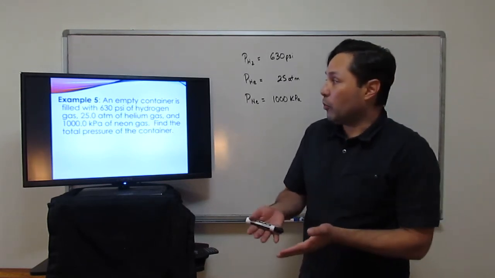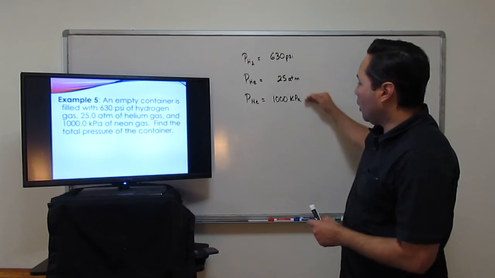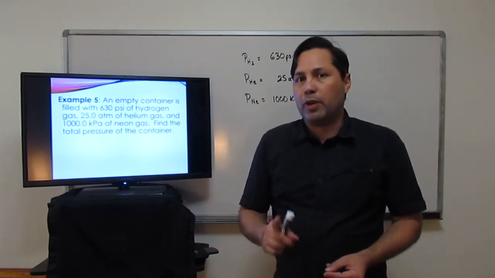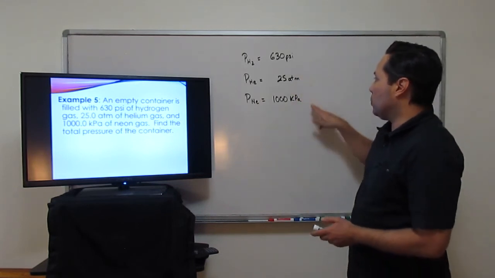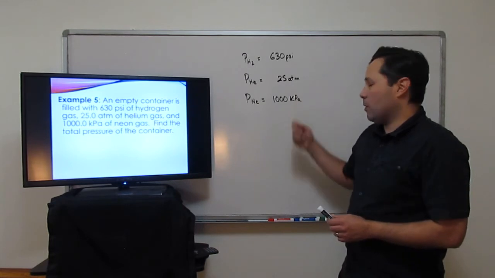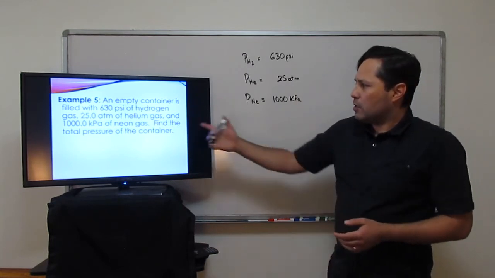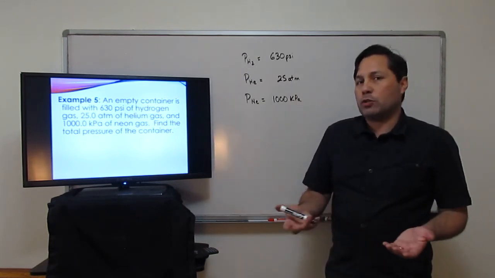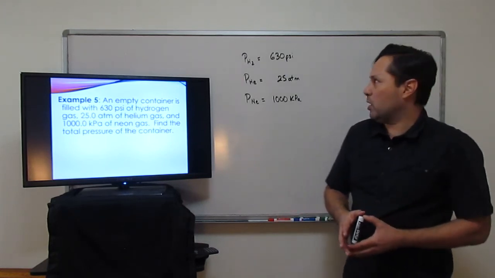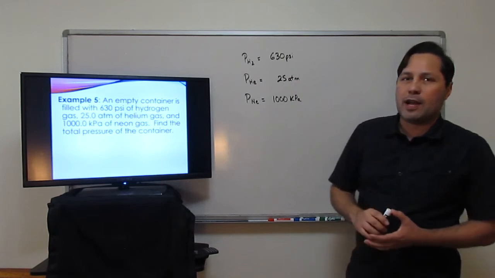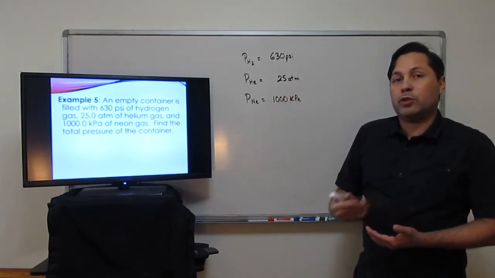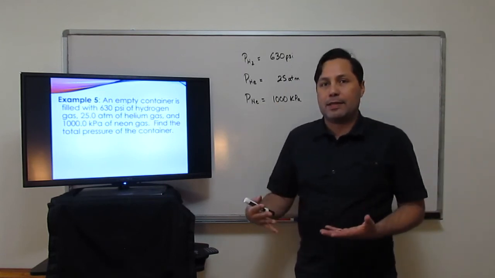Alright, so a couple of things about it. Can we just add them up together like we do in Dalton's law to get the total pressure? Sure, but first we need to have matching units. And right now they're not. We have psi, atm, and kPa. Now, they did not tell us which unit they wanted, so let's just choose one. Since the first one's already in psi, let's switch the other two to psi, and then we'll just add them together to get our final answer, which will be in psi.